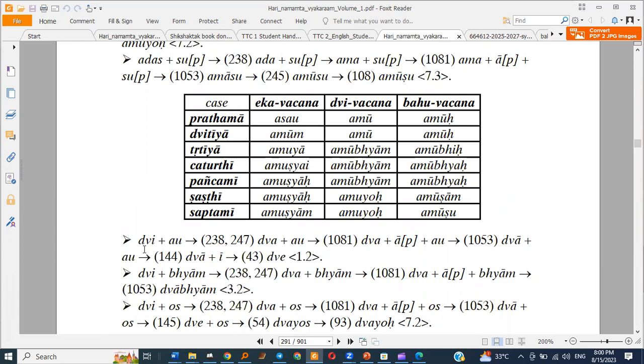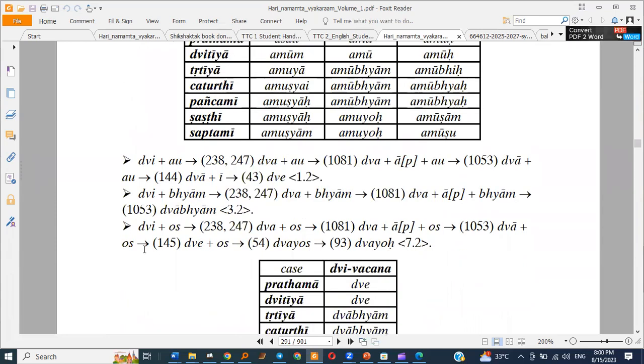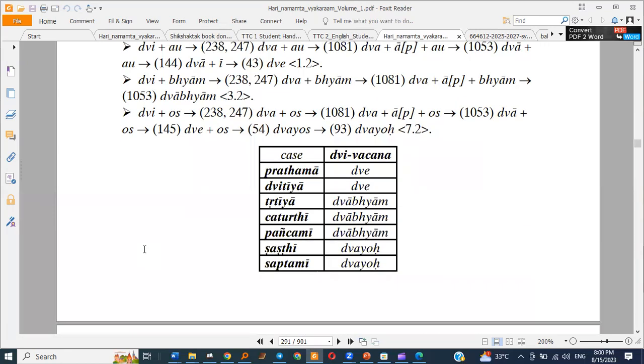Then the next word is yushmad, yushmad plus bhyam. So Tadadi Saptanam, vap is inserted, vap plus bhyam, bhyam turns into E, and then A. Vabhyam, vabhyam, sayo, vabhyam.